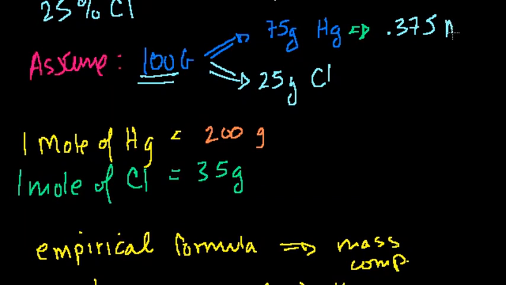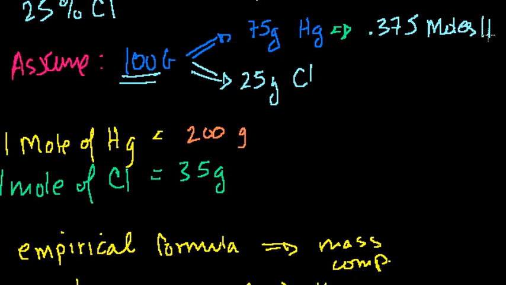0.375 moles of mercury. How did I figure that? 1 mole of mercury would be 200 grams. I only have 75 grams of mercury, so I have a small fraction of it, roughly 0.375 moles of mercury. I've just expressed a number of atoms of mercury I have. Moles tells me it's 6.02 times 10 to the 23 atoms of mercury. So I have 0.375 times Avogadro's number of mercury atoms.